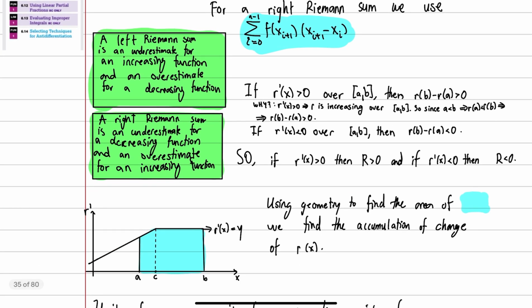But this doesn't just matter for a rate, since we could just let our rate describe, let's say, what we're going to define as an antiderivative. In any case, the area under a function, the sign is determined completely by the sign of the function.